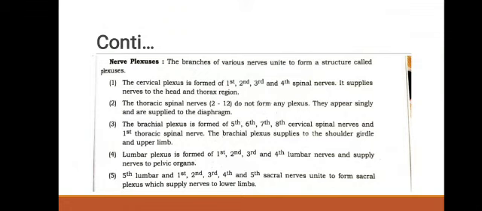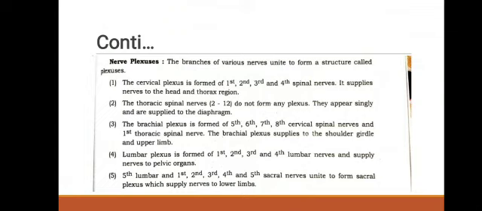The thoracic spinal nerves, that is 2 to 12, do not form any plexus. They appear singly and are supplied to diaphragm. Thoracic region does not have any plexus because these are the thoracic area of our body.